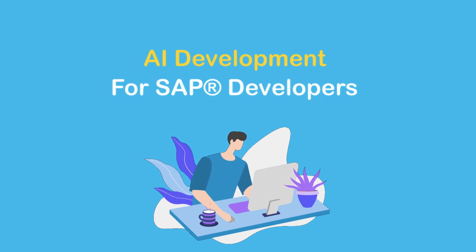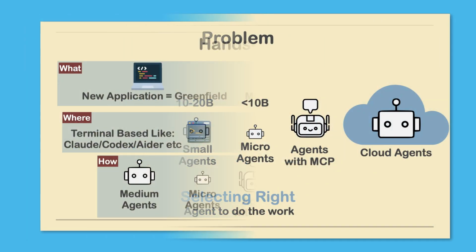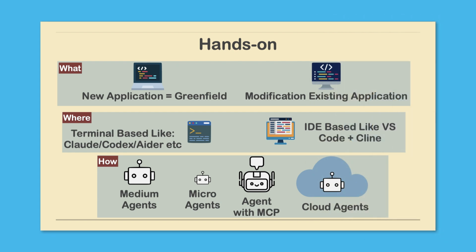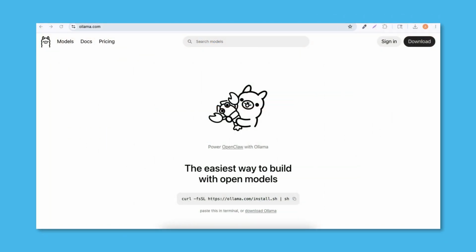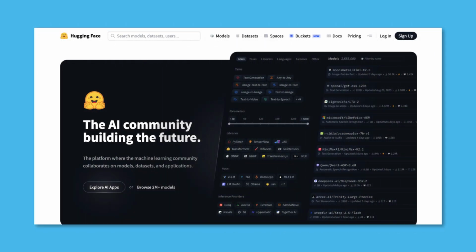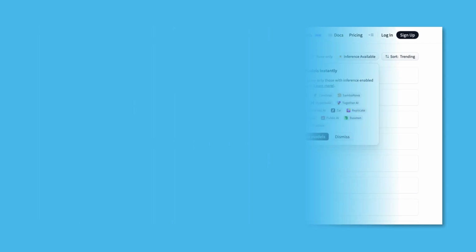In this course, we will first start with a basic understanding of AI agents and LLMs, their types and categorization. After that, we will see development with cloud agents and local agents. We will explore different places you will find LLMs and how to filter them based on your need. We will understand the concept of RAG and MCP.